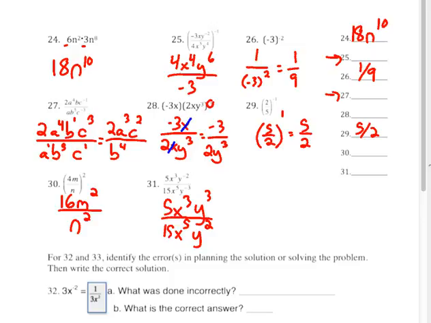5 over 15. This time you actually have numbers that reduce. Both 5 and 15 are divisible by 5, so that's going to reduce to 1 over 3. X to the 3 divided by x to the 5. Well, 3 minus 5 is a negative 2, so it's going to be a positive exponent on the bottom. Y to the 3 divided by y to the 2. 3 minus 2 gives me a y to the 1. And then, of course, those 1s you don't have to show, so you could just write your answer like that, and then copy it into the answer bank.